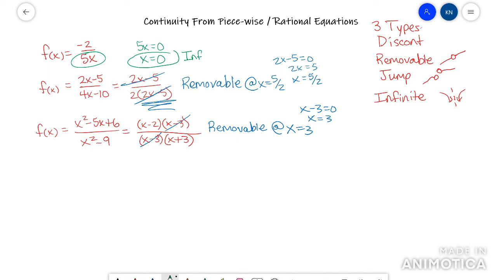But then I also have a factor on bottom that did not cancel. So this is going to be an infinite discontinuity. And you're supposed to still set that equal to 0. So I know I have an infinite discontinuity at x equals negative 3. That means there's a vertical asymptote at negative 3, and there's a hole at positive 3. So I hope this helped. These things can get really tricky. So I suggest practice, practice, practice.